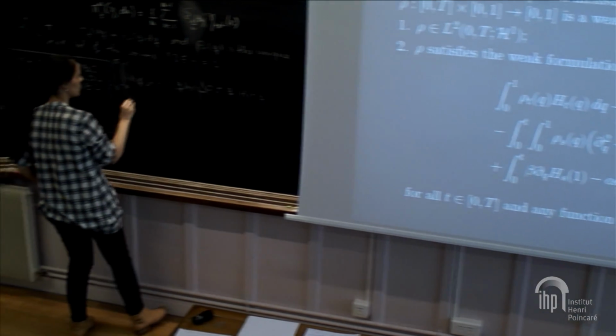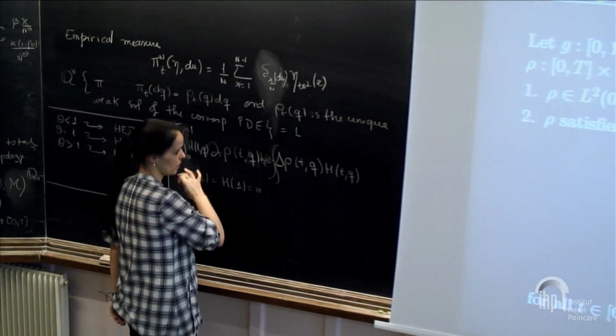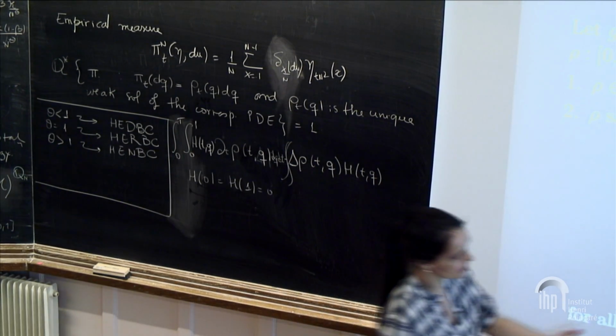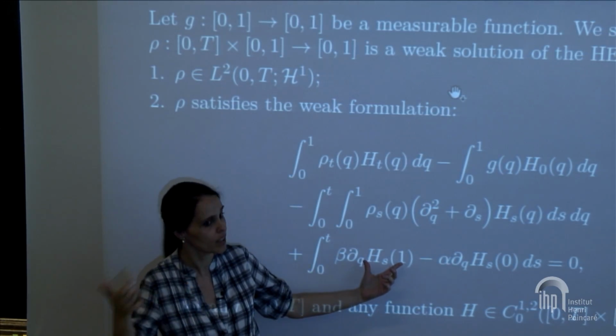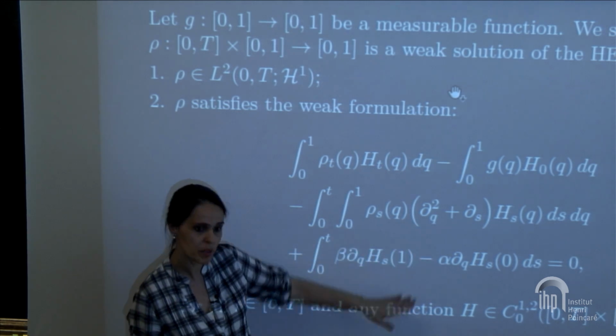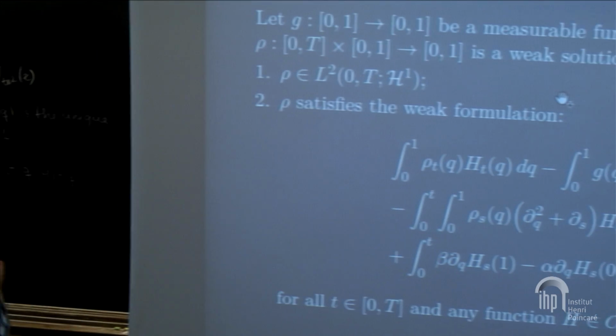So if we use these boundary conditions here, that h0 is equal to h1 is equal to 0, when you make this integration by parts, you will see that there are some terms which should appear here, which depend on the value of the function at 0 and at 1. But since they are 0, they don't appear, and we get this. OK? And I'm going to use this notion of solution.